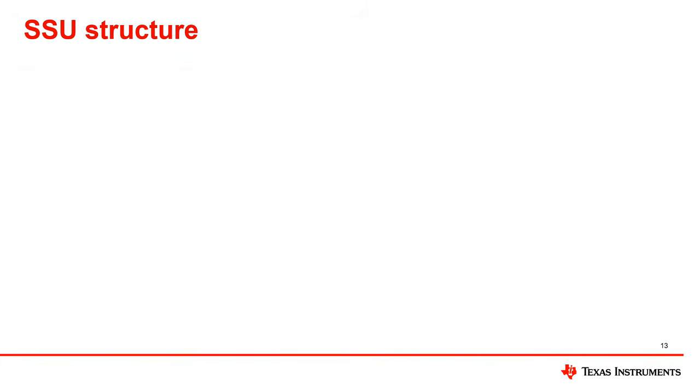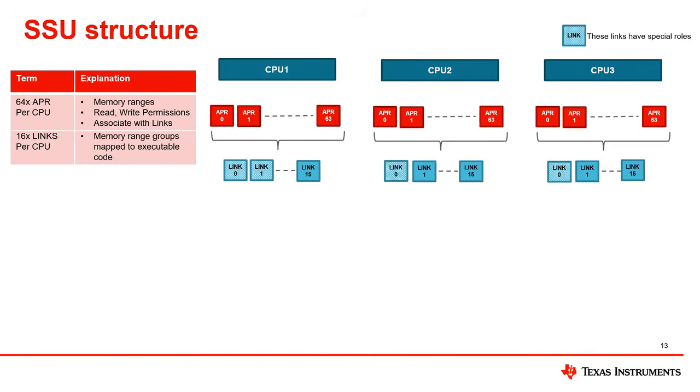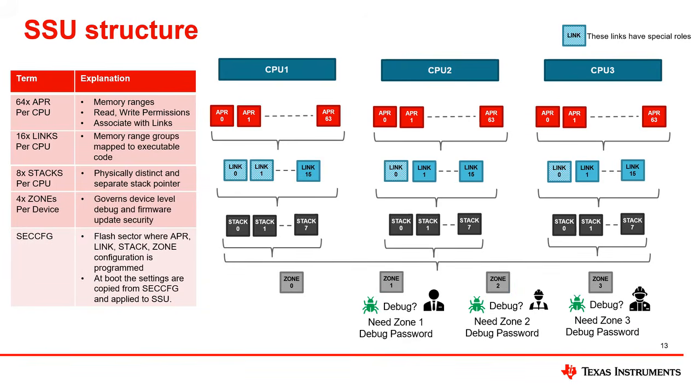So as an overview of what we have covered today, there's a total of 64 APRs per CPU, and it's the APRs that define the memory ranges and associated read and write permissions. There are 16 links per CPU. Some of those links have special permissions, but it's these links that group executable code with memory range groups. There are 8 stacks per CPU, and stacks are responsible for isolating code execution contexts from one another, providing a separate stack pointer. And lastly, there are 4 zones that span the whole device, and zones are what govern device-level debug and firmware security updates.